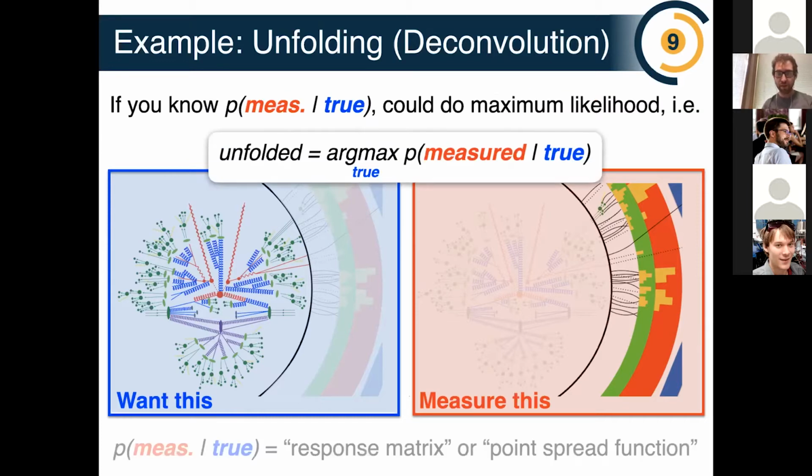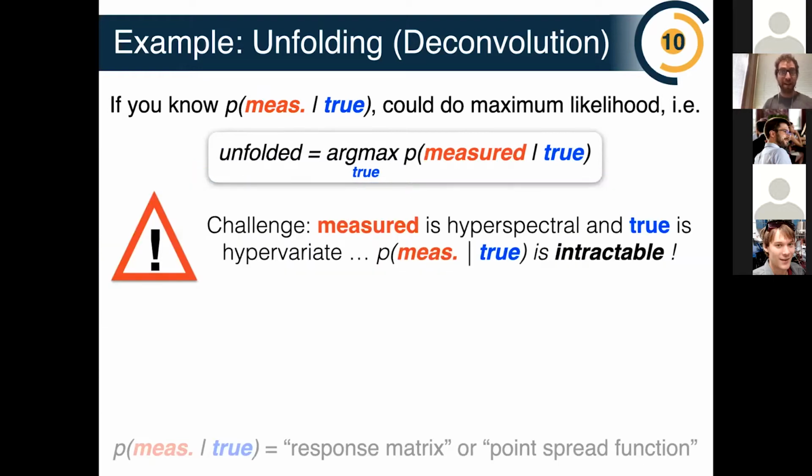Okay, so one way of doing this would be maximum likelihood. I could just say my unfolded distribution, the one that has the detector effects removed, would just be maximum likelihood. I find the true that maximizes P of measured given true. This P of measured given true is sometimes called the point spread function, sometimes the response matrix. But the problem here is that I'm talking about a case where measured is hyperspectral, true is hypervariate, and so P of measured given true is intractable. There's no way to write that down, and so direct maximization of the likelihood is impossible.